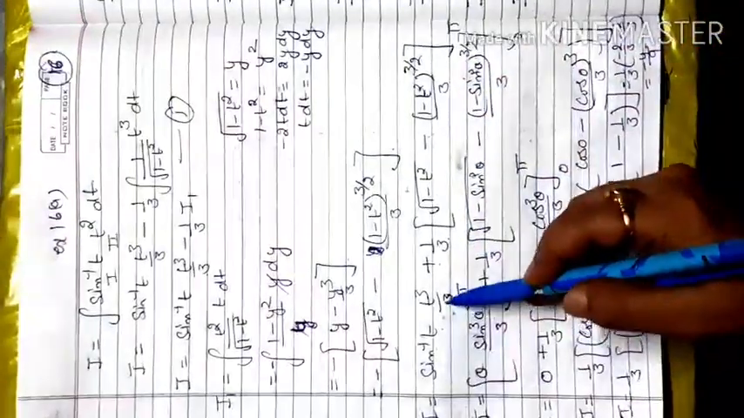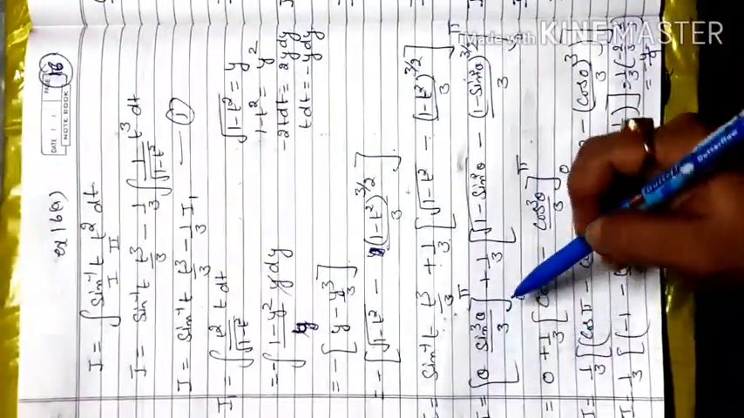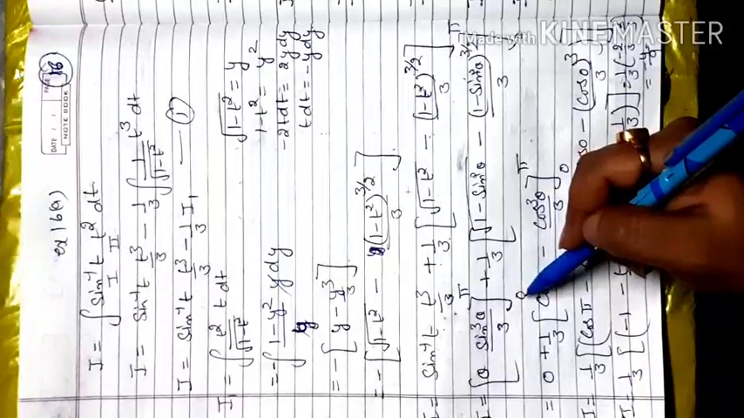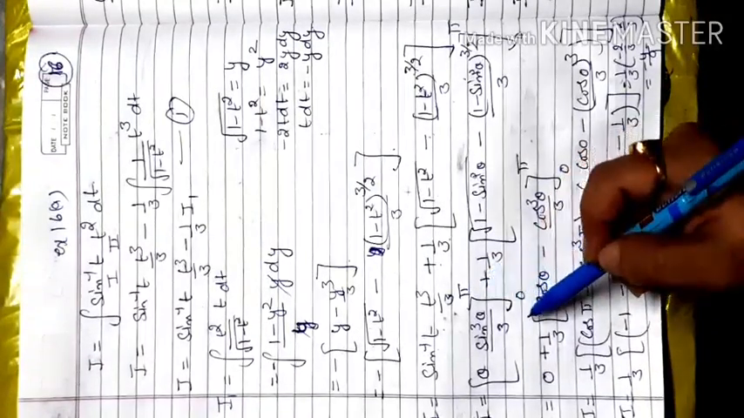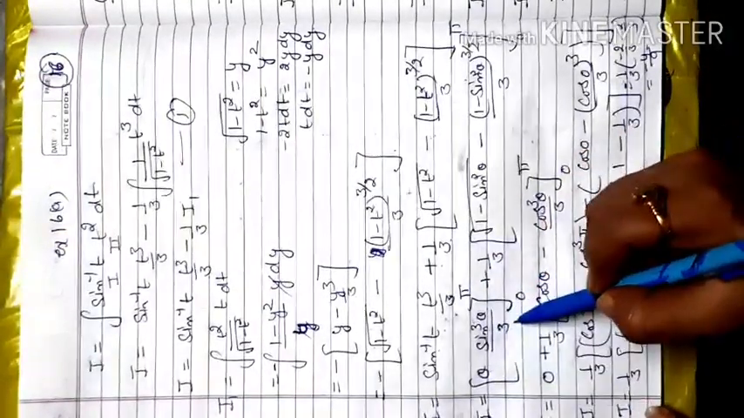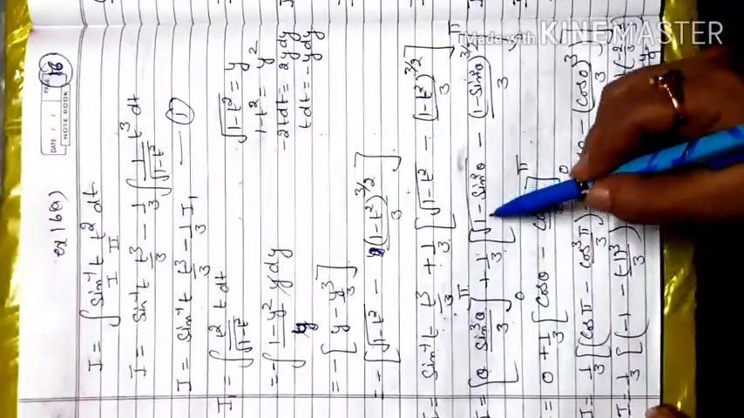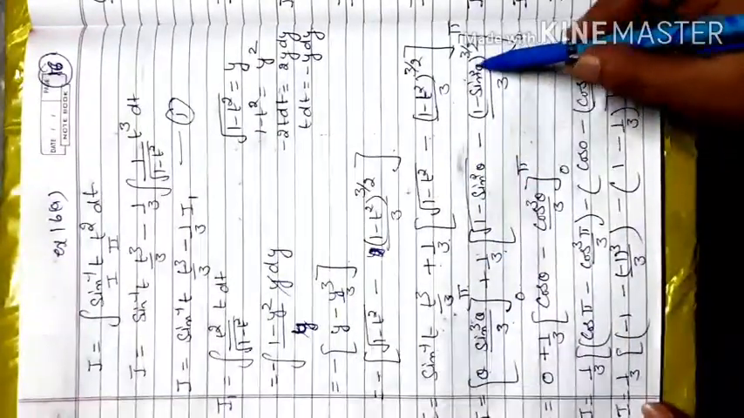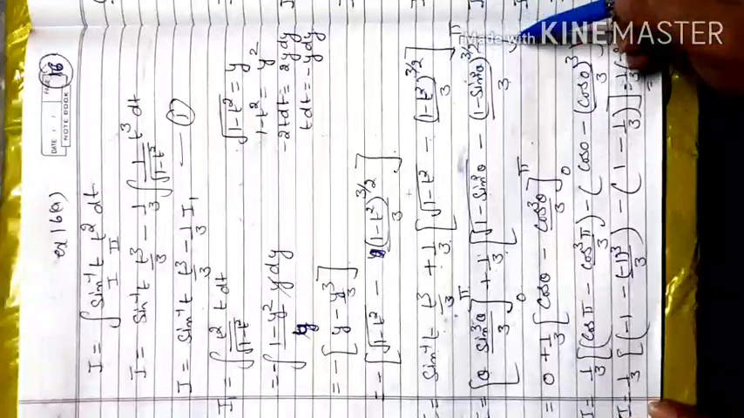Now you change t into sine theta, and according to that you have the limit of theta, then you have to apply the limit here. Theta sine cube theta by 3, 0 to pi, plus 1 by 3, (1 minus sine square theta) raised to 3 by 2, 0 to pi.